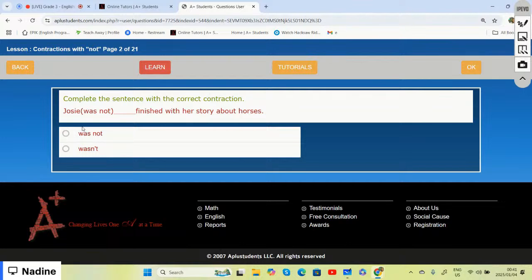The next one says Josie was not. We need to look at the words in brackets, was not, and we need to find the contraction of those words in either option one or option two. So was not finished with her story about horses. Option one, was not, or option two, wasn't? Yes, if you were to choose the correct option, then option two is correct. Well done. Wasn't is correct.